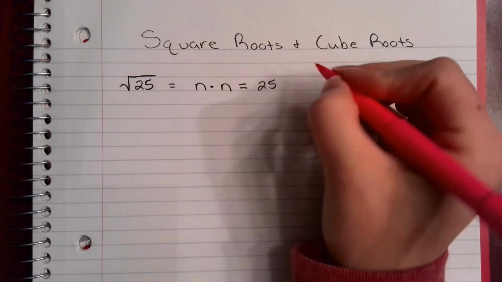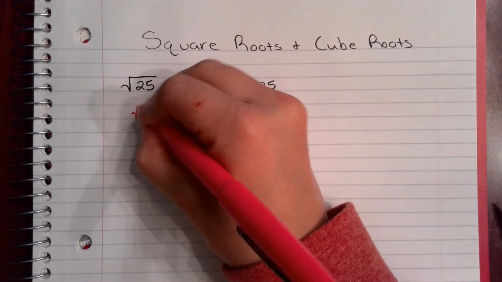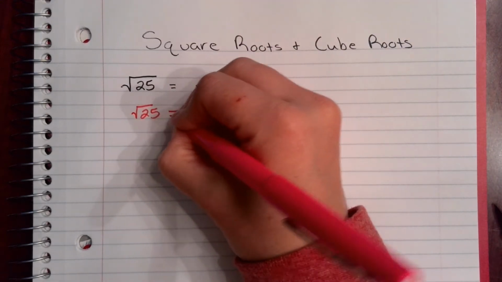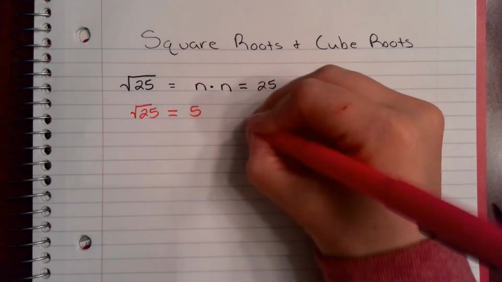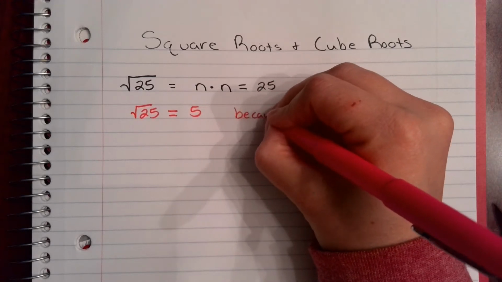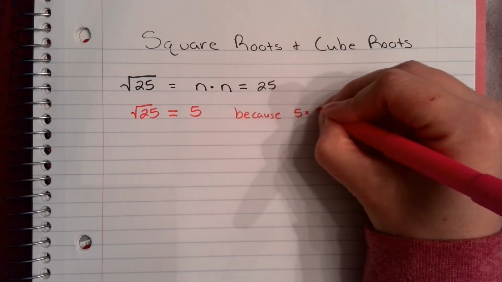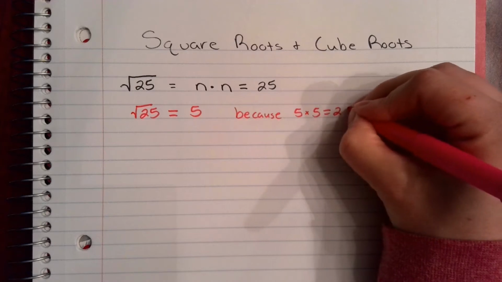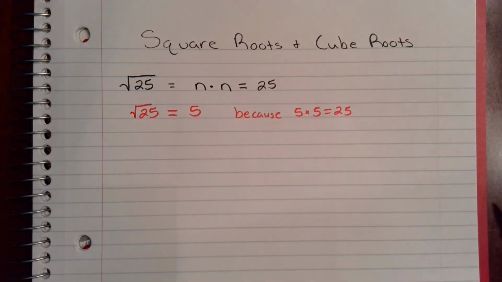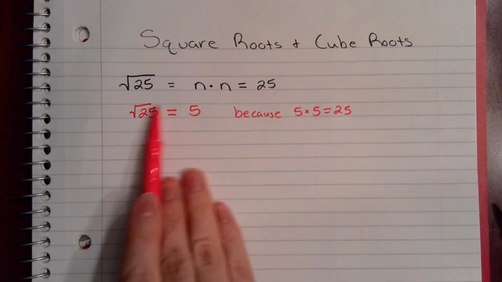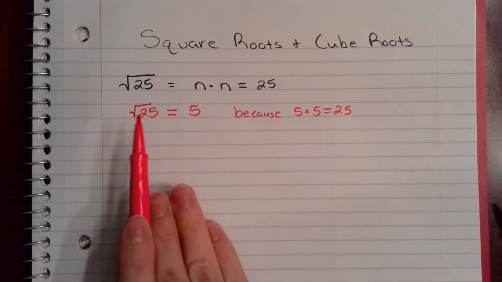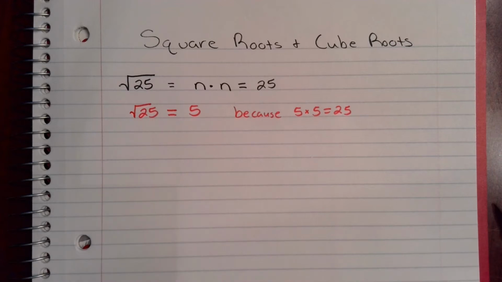So the square root of 25 is equal to 5, because 5 times 5 equals 25. Okay, so that's the idea of a square root. When you take a square root of a number, you're breaking it down to the value that when you multiply it by itself will equal what's called a radical, which is inside of the root symbol.